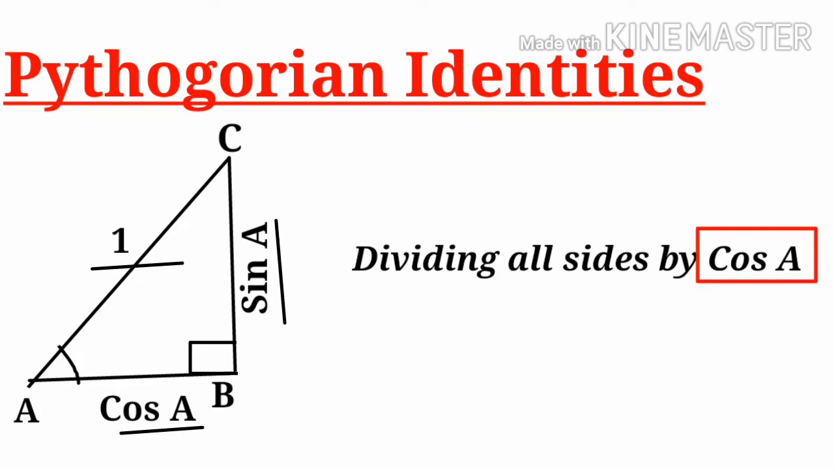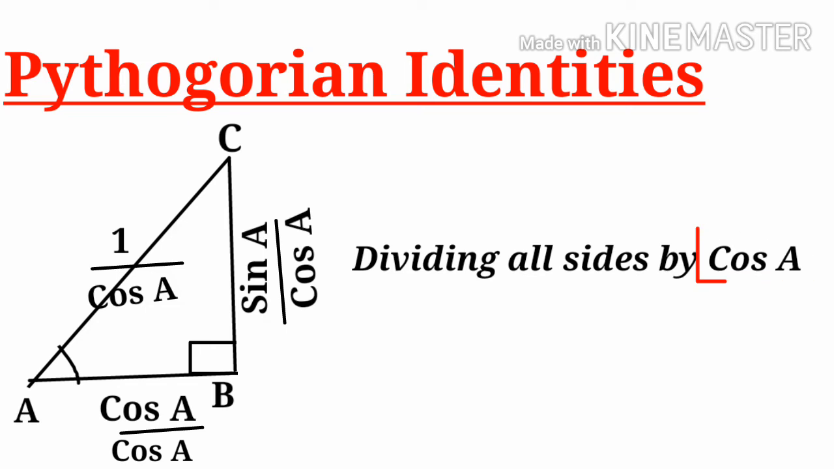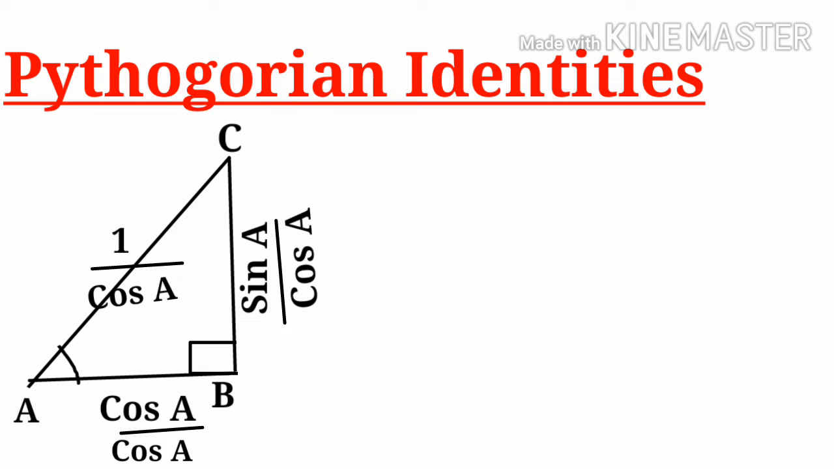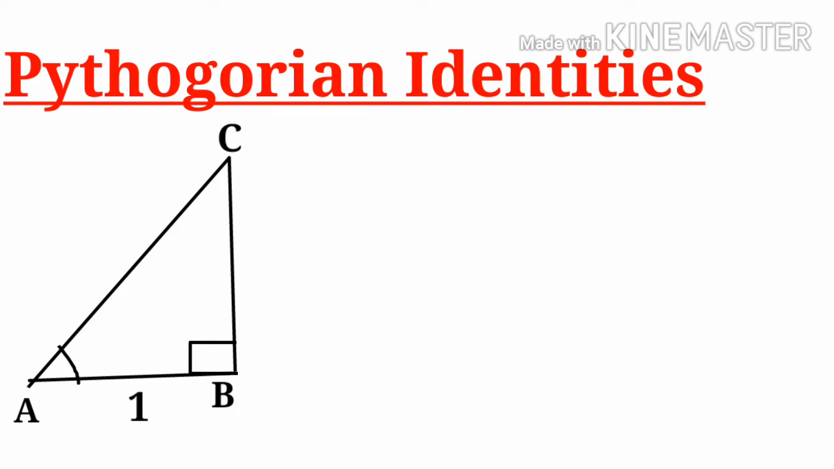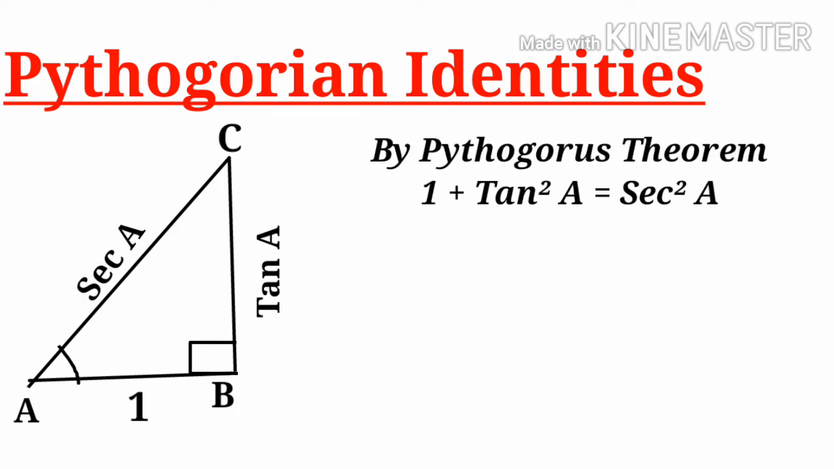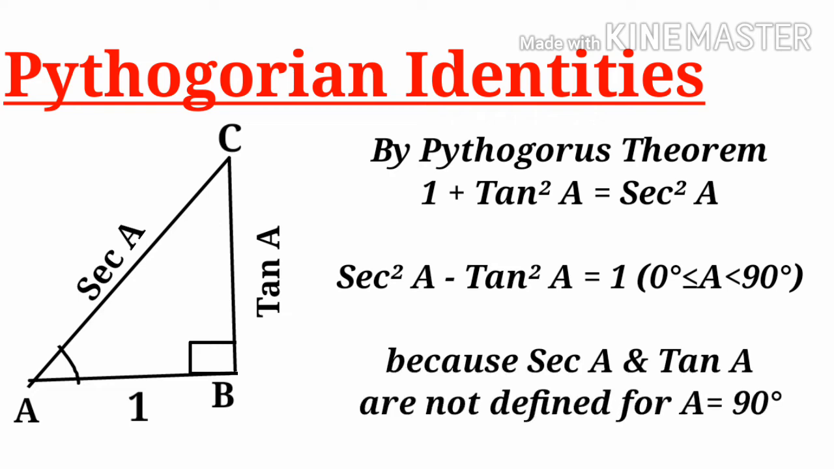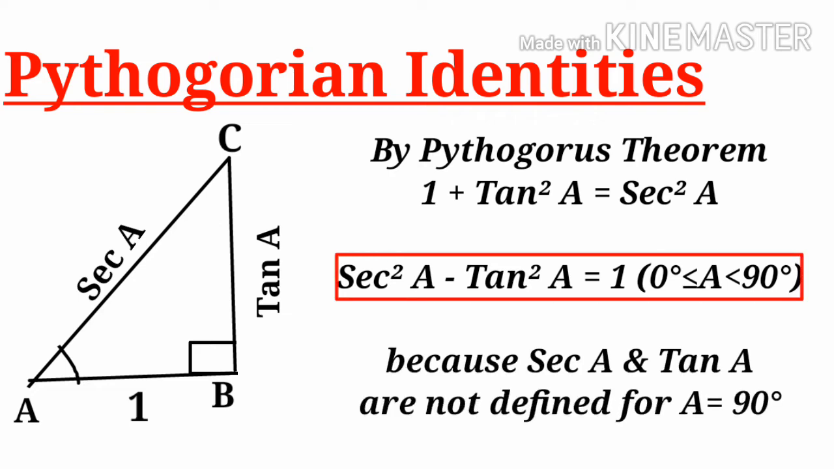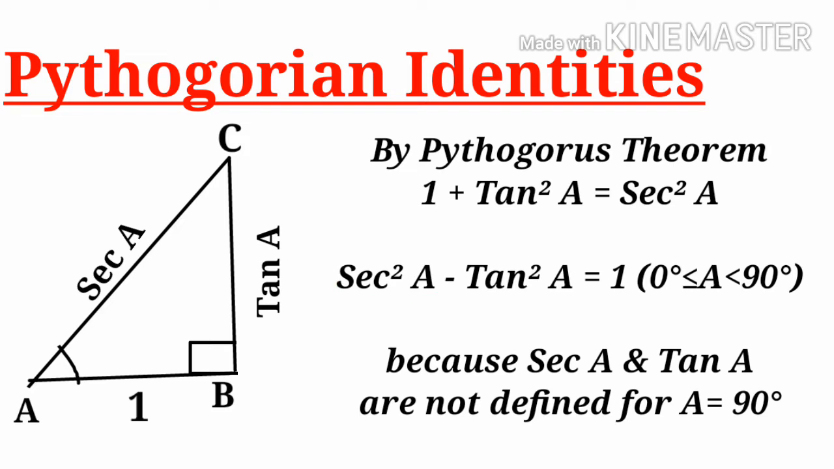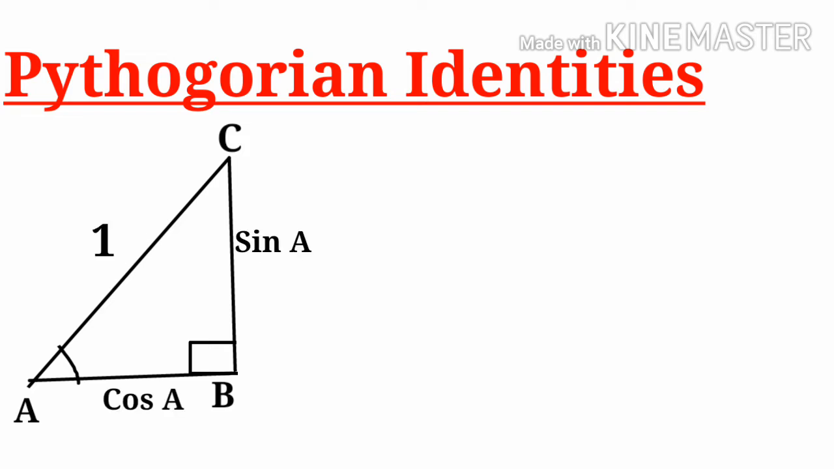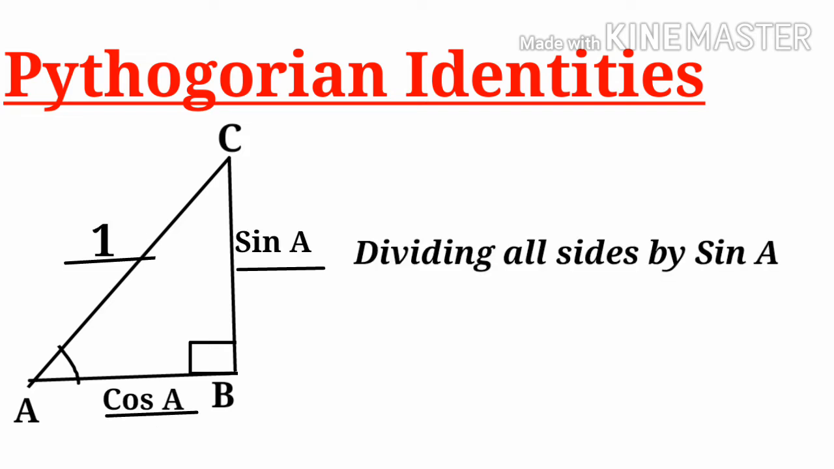Divide all the sides by cos A, that is cos A by cos A, sin A by cos A, 1 by cos A. Cos A by cos A gives 1. Sin A by cos A gives tan A. 1 by cos A gives secant A. Now by Pythagoras theorem, we get 1 square plus tan square A is equal to secant square A. Secant square A minus tan square A is equal to 1, which is true for 0 less than or equal to A and A less than 90 degrees, because secant A and tan A are not defined for angle A equal to 90 degrees.